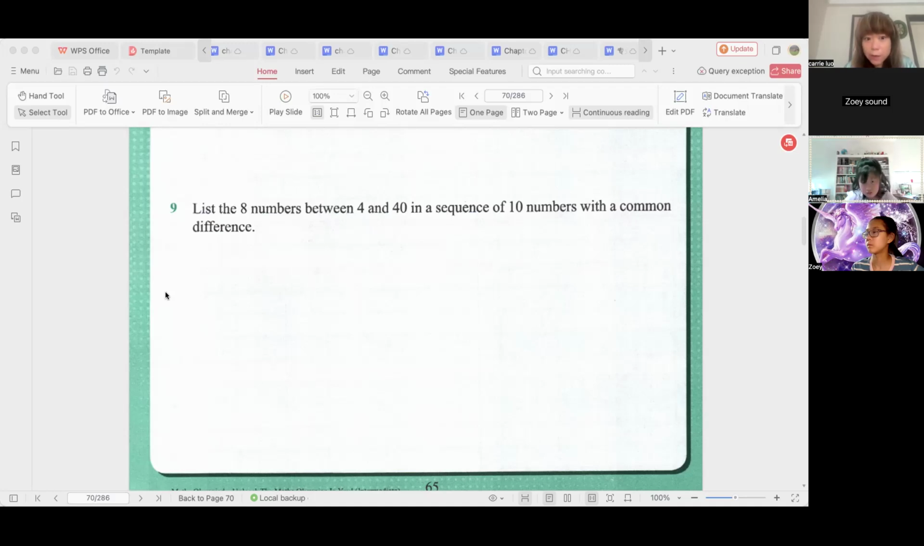Okay, so let's take a look at this one. So how do we do it? The first one is 4. The last one is 40. And we know there are altogether 10 numbers. So this is the first one, this is the 10th one, right? Remember, how do we calculate the difference? The 40 minus 4 divided by 9, right? So the difference is what? Is 4. So they want you to list each of them. So let's just list them. Understand, Zoe and Amelia?